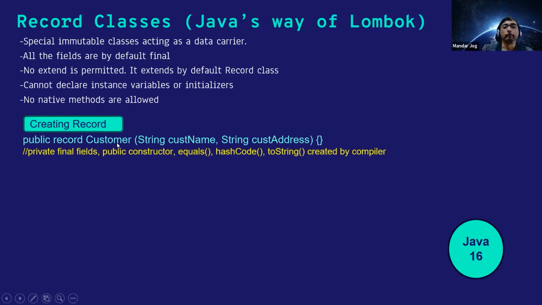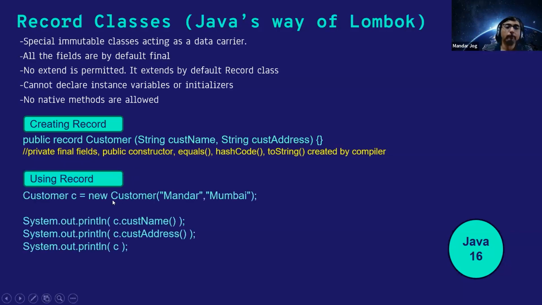Public record Customer, and I'm going to say String custName and String address, and end it with a set of curly braces. That's it. The moment you do that, it is going to create the private final fields, customer name and customer address. Public constructors, equals, hashCode, and toString are created by the compiler internally. How do I use it? Customer c is equal to new Customer, and I pass the values. So it communicates with the internal constructor, and then it works.